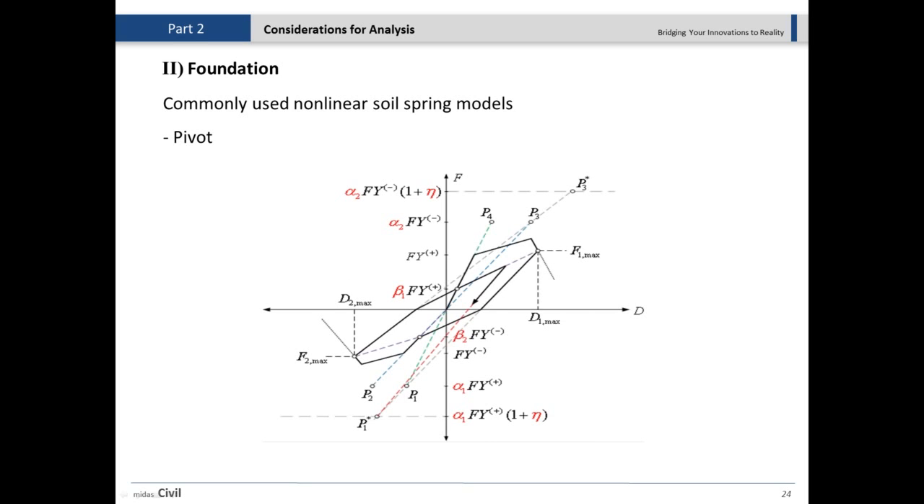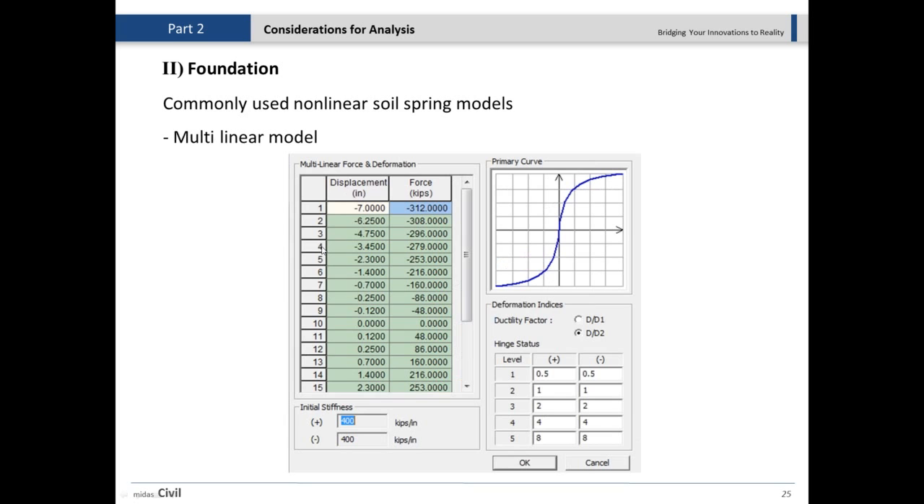There are different methods also, like the pivot model. They also have different parameters. You define them, and the software follows those curves. But to be more accurate, we are providing a more accurate type of input for users in MIDASoft, where you can apply the force versus displacement you get from the PY curve directly into MIDAS. You can just copy and paste the data from Excel to here to simulate the exact behavior of the spring.